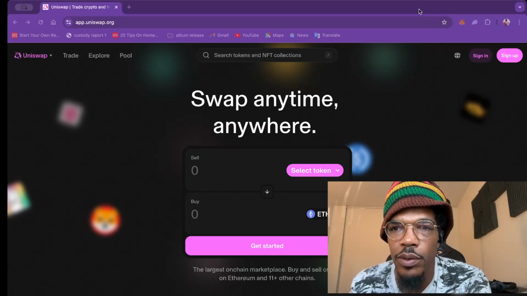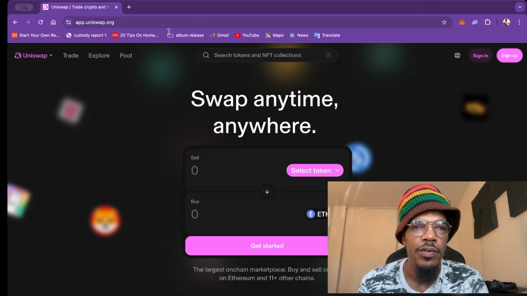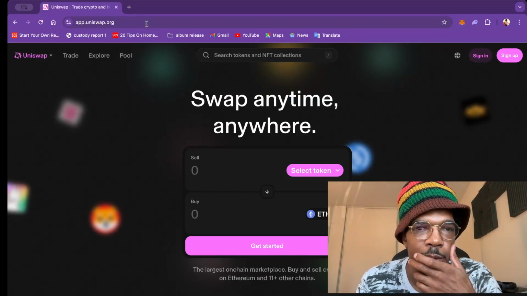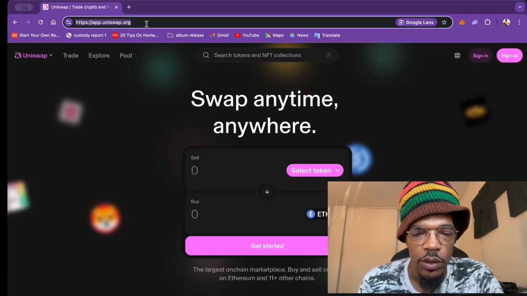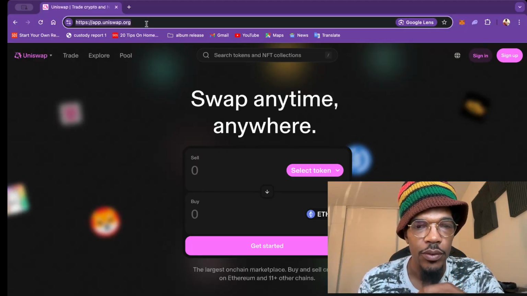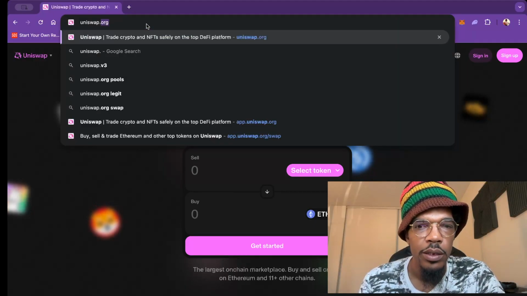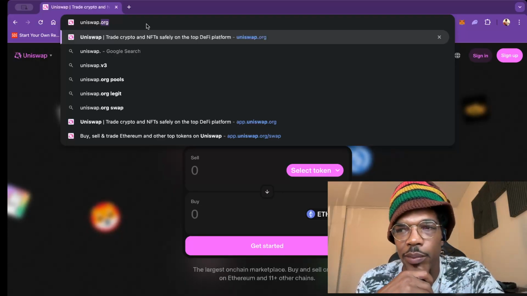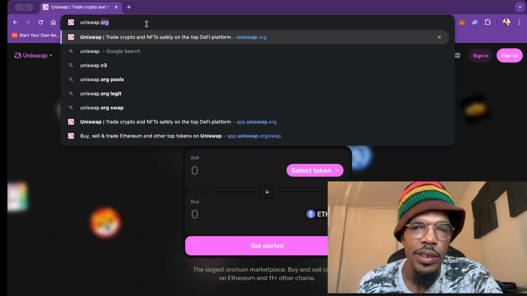All right, so what do we have here? This is Uniswap. So when you first go, you see my Chrome works slow sometimes, so I'm hoping it don't work too slow. So Uniswap. See, it's moving slow. What happened? Oh, there we go. Uniswap.org. Let's press enter.